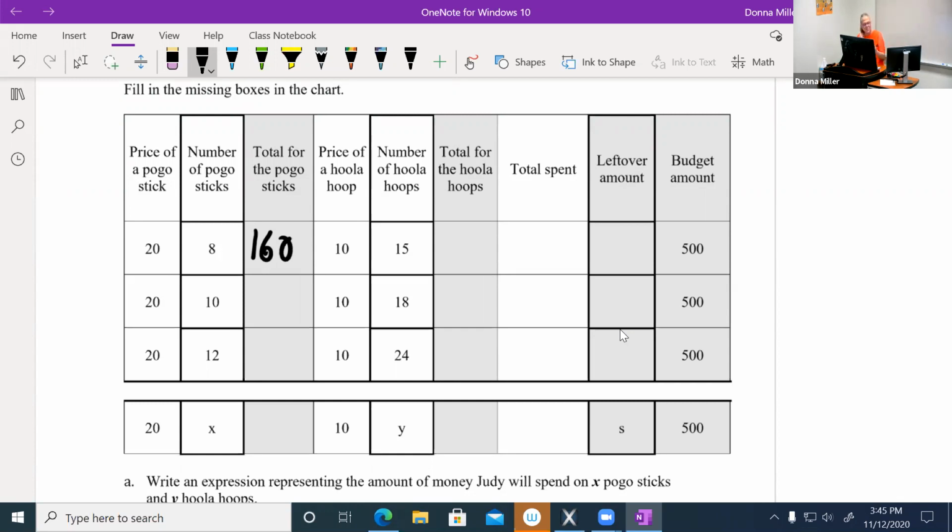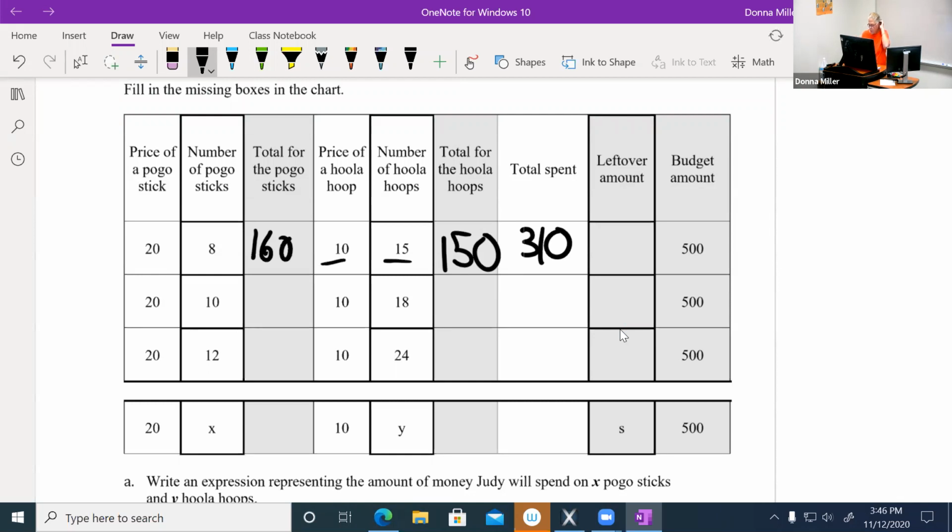All right. Anyways, price of a hula hoop, $10. 15 hula hoops. 15 times 10 is $150. All right. So I spent $150 on hula hoops. The total I spent, just add them up, 160 plus 150. It's going to be 310.